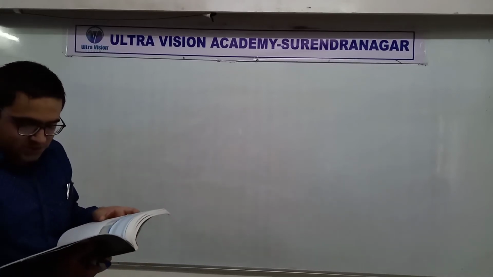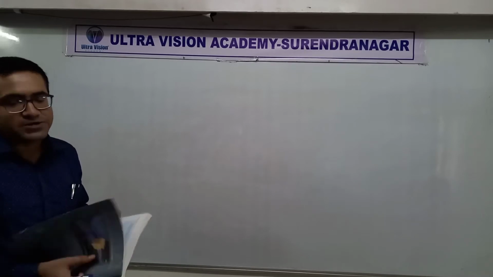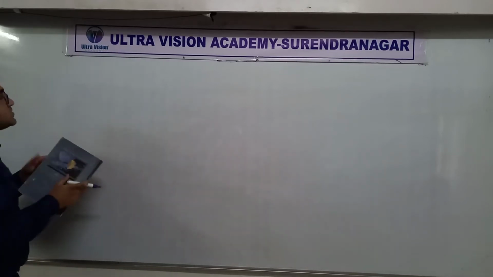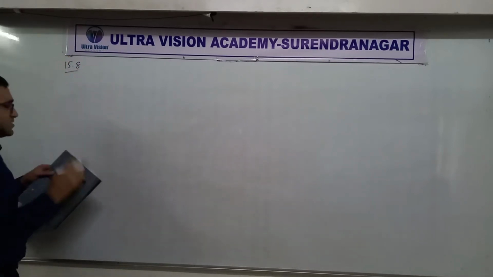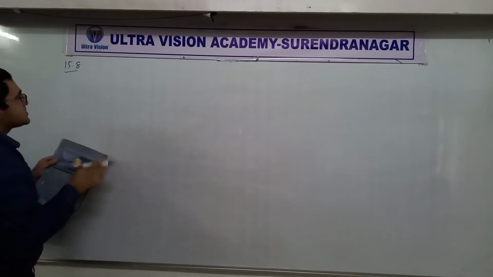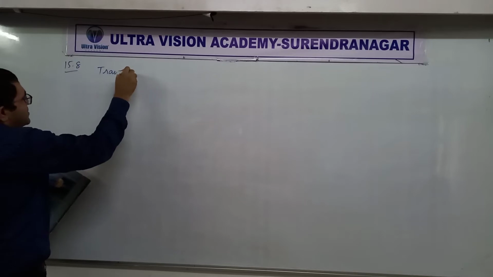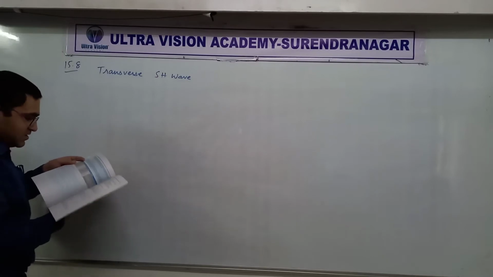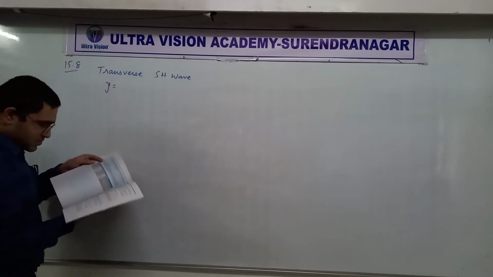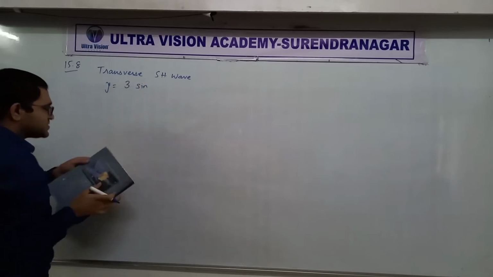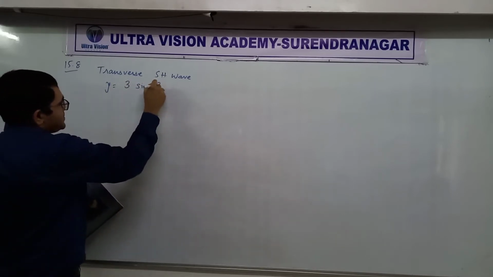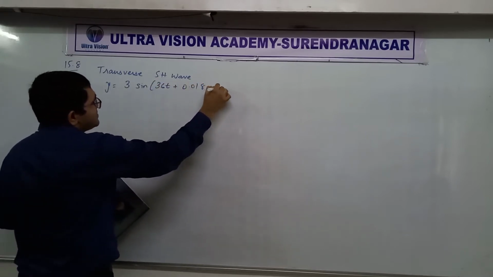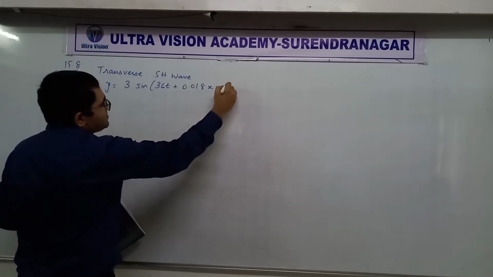So first of all, question number 8, from the exercise. It says in the question that there is a transverse harmonic wave, that is, a simple harmonic wave, which is y equal to 3.0 sine (36t plus 0.018x plus pi by 4).